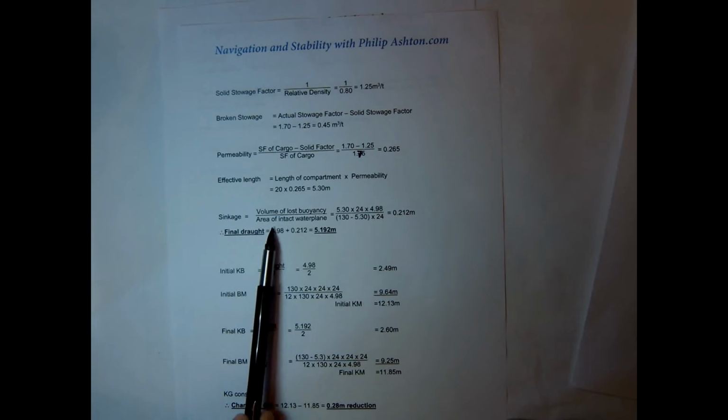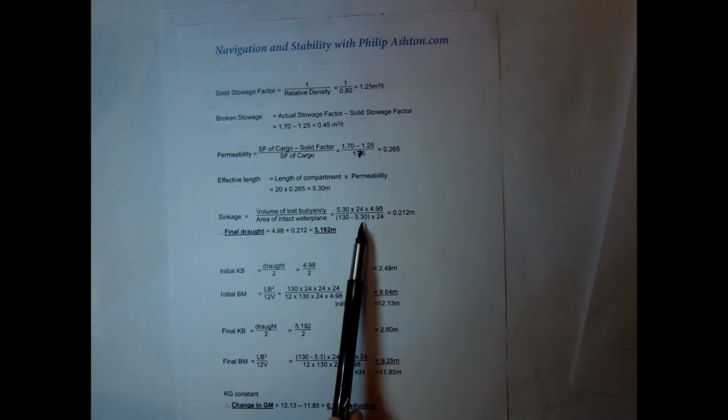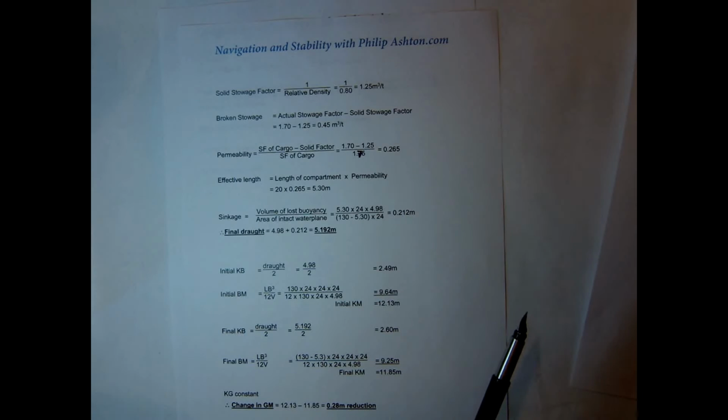Sinkage is volume of lost buoyancy over intact water plane. Obviously our water plane isn't intact, but notice, very important, that the value we subtract is the 5.3 and not the 20. 130 minus 5.3 times 24, and that gives us a sinkage of 0.212, so our final draft is 5.192.